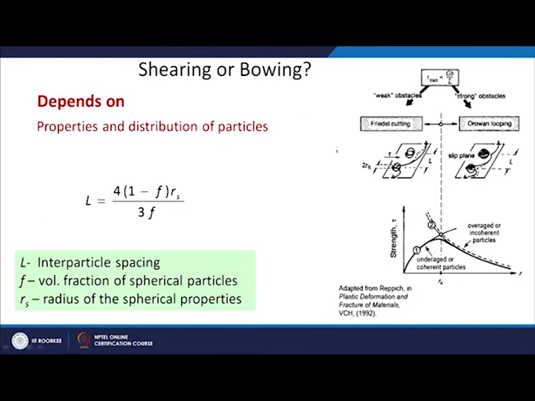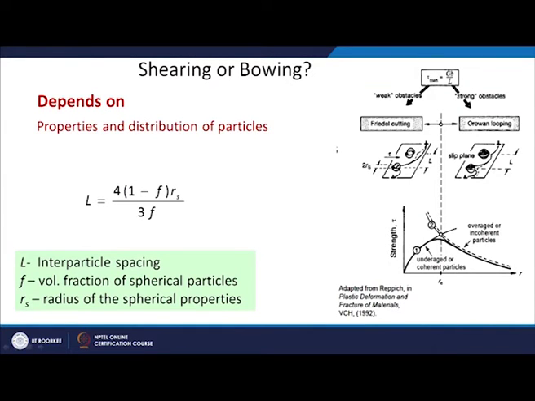So, shearing or bowing depends on the properties and distribution of particles. For example, you can see here that for underaged or coherent particles, you have shearing type of processes. The particle gets sheared because it is already coherent, so the dislocation can move in the same atomic plane without any problem. So, when it is a coherent precipitate, you have shearing. This is cutting or shearing in this direction, and for incoherent overaged particles, you have looping or bowing in this direction.